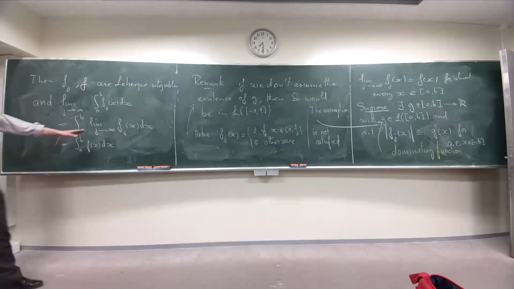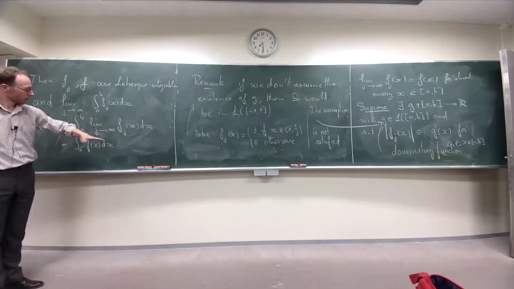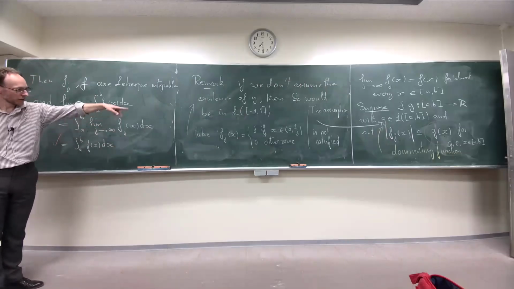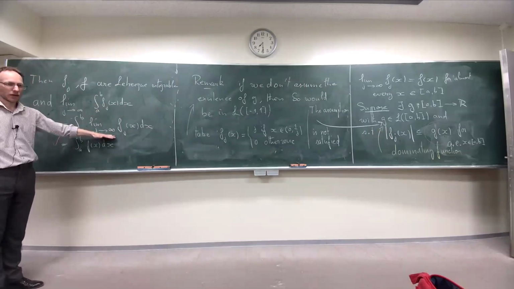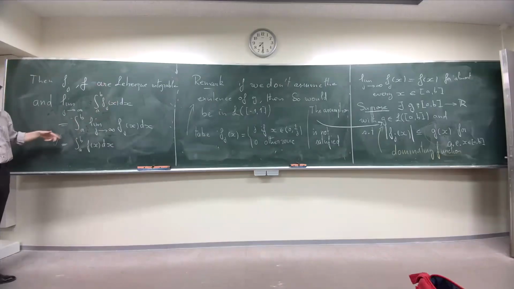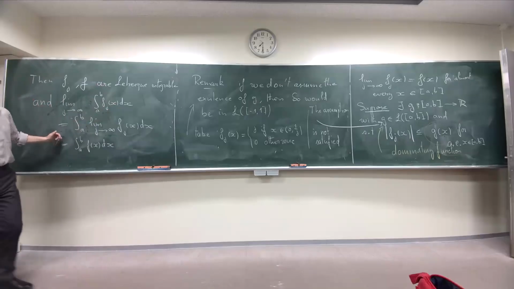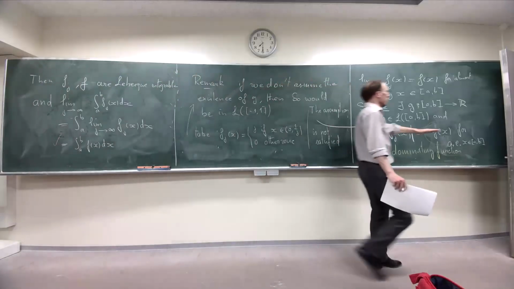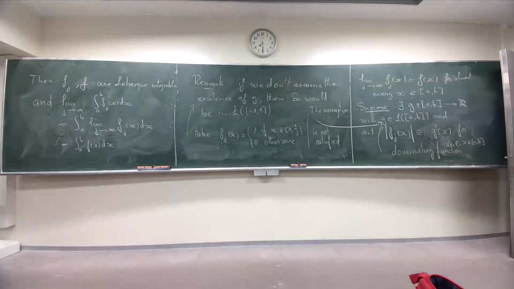I computed before that for this example the limit is always 0, so the integral of 0 is 0. Here the integral is always 1. So if this equality were true, we would have 1 equal to 0. But this equality is not true in general, except if you have this dominating function, and we don't have it in this example. So you can see this is really necessary. I'm glad that we have this counterexample.